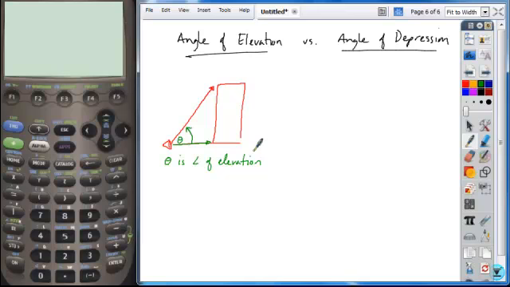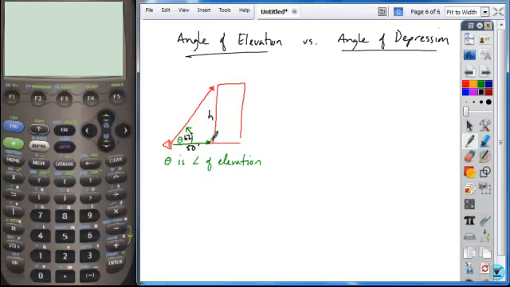All right, so if we had a problem that stated you're standing at the base of a building and you're standing 50 feet away from that building, and when you look at a point at the top of that building, the angle of elevation is 62 degrees. How tall is that building? This is the type of question that you might see.